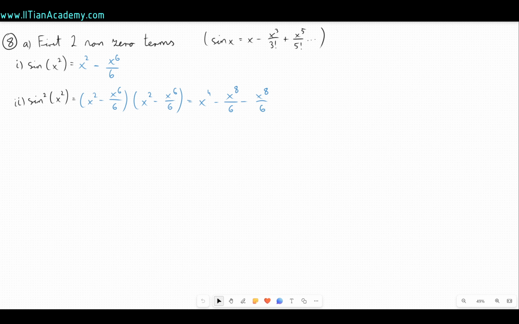And then the last one, when we would multiply x to the 6 with x to the 6, we would get x to the 12, but since we only need the first two, we don't need to think about that. So if we combine these two terms, we will find that this is x to the 4 minus x to the 8 divided by 3.